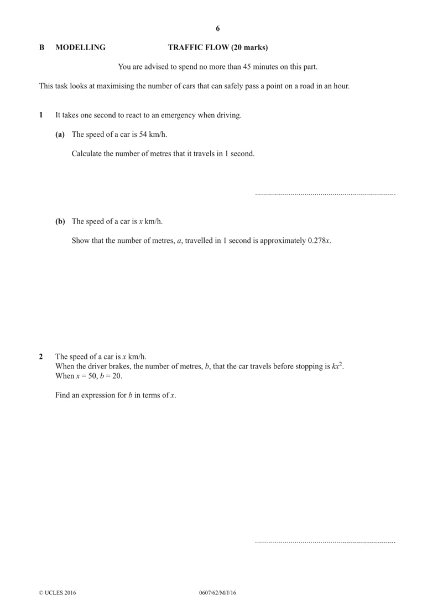Okay, the revised spend, again, 45 minutes. This task looks at maximising the number of cars that can safely pass a point on the road in an hour. It takes 1 second to react to an emergency when driving. The speed of a car is 54 kilometers per hour. Calculate the number of meters it travels in 1 second. So the first thing we should hopefully be identifying is it's all about units. We're talking about meters and seconds, whereas here we have kilometers and hours. So we need to make the conversion between them.